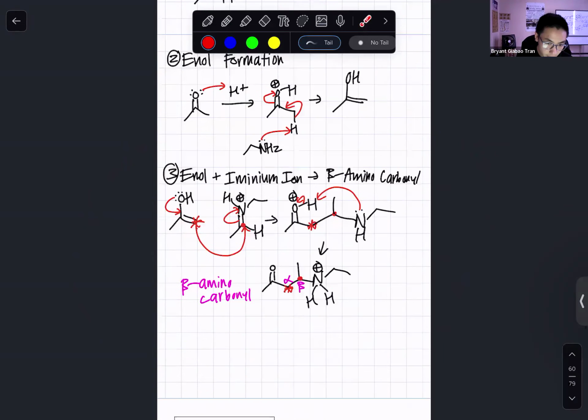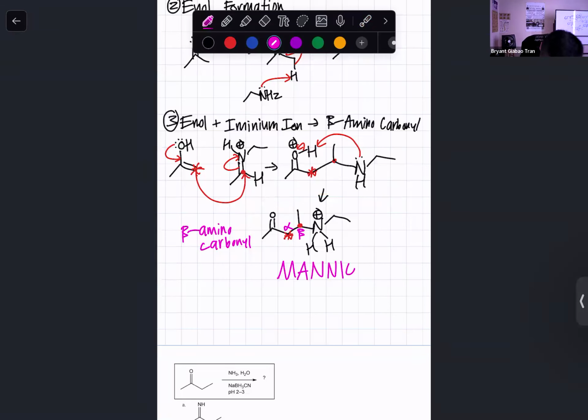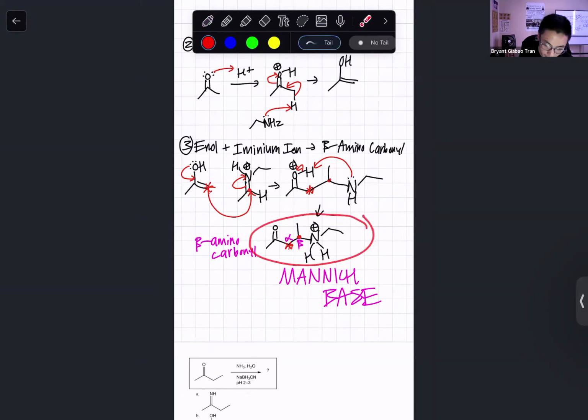And then bring in the products of steps 1 and 2, the enol and iminium ion, and react them together to make the beta aminocarbonyl, aka the Mannich base, the product of the Mannich reaction. Like that. There is a way to go backwards retrosynthetically, like if he gives you a Mannich base or beta aminocarbonyl and how to break that down into the 3 different components, but I don't know if he's going to include that for the synthesis.